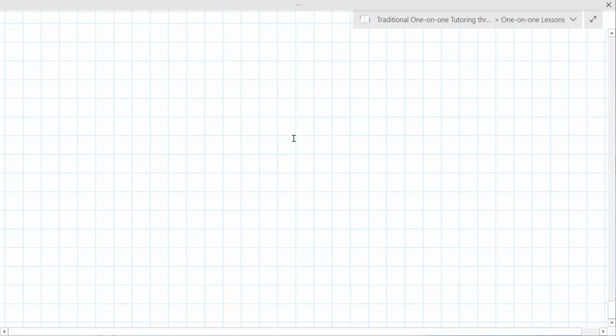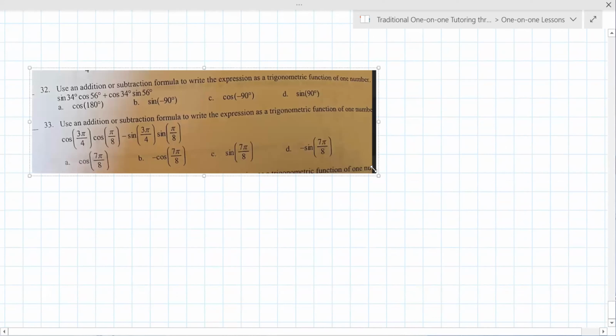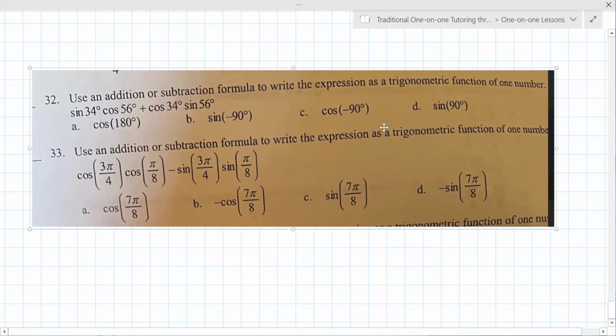All right, so 32 and 33 use sum and difference formulas. They're going backwards. And again, you could just type this into your calculator if you don't remember the formula. Now, if you do remember the formula, you will find that there's only one reasonable option here, which is you're either adding the numbers or subtracting the numbers, but they almost always have to add or subtract to something that is nice.